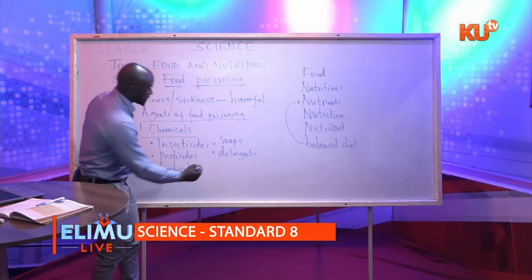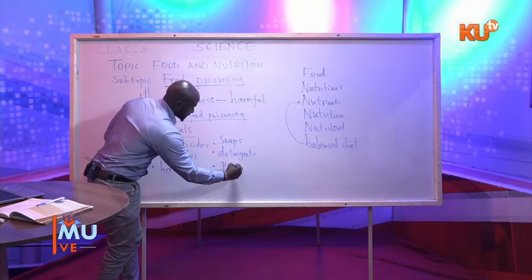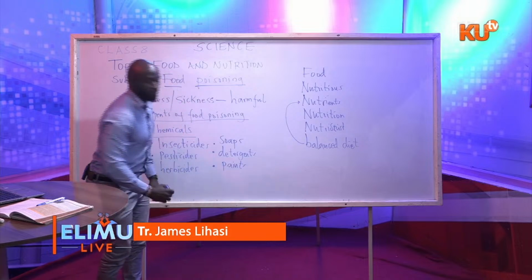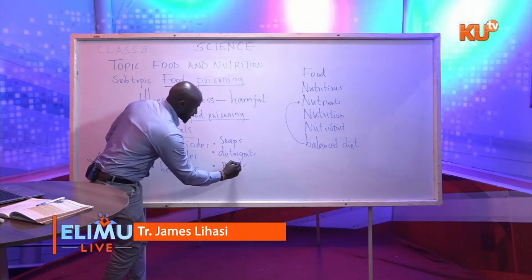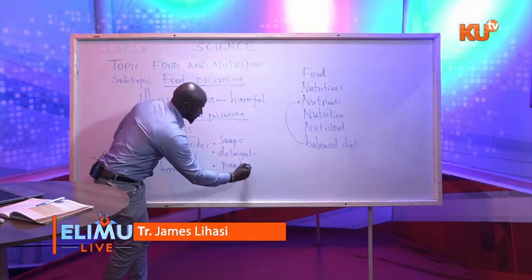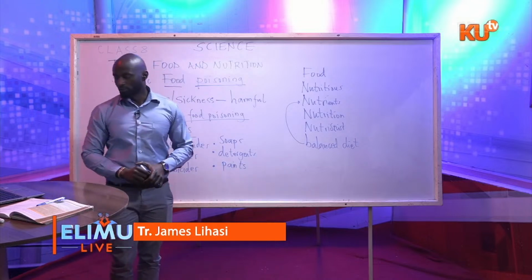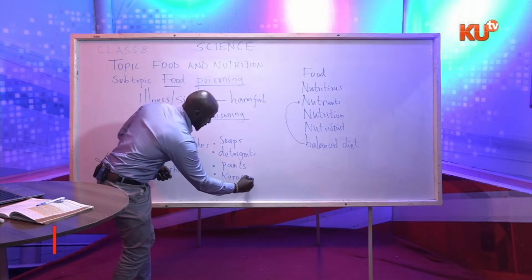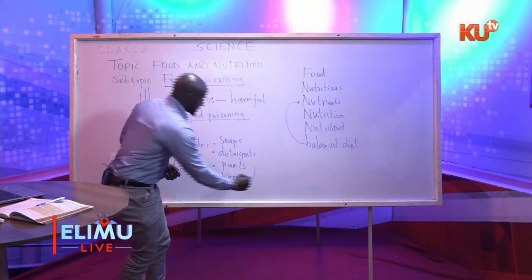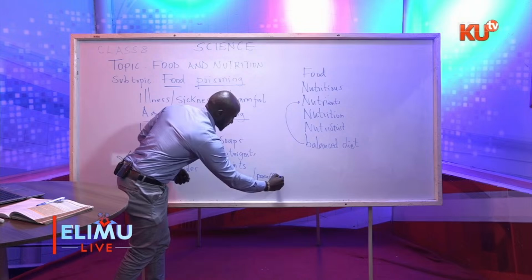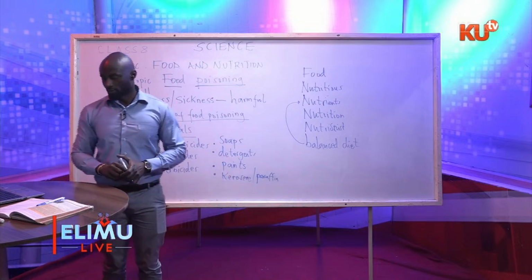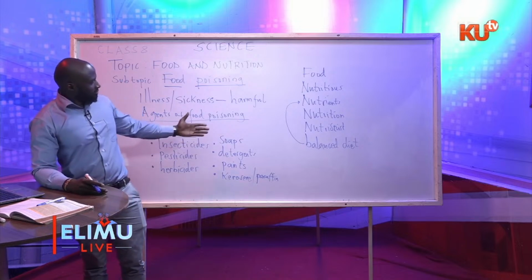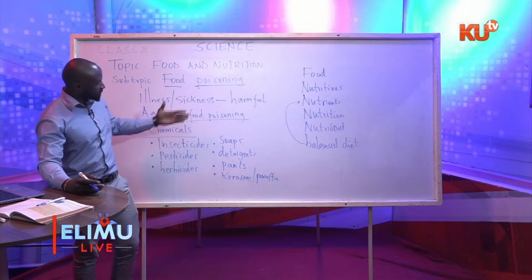On the same note, we have things like paints, also some of the chemicals found at home, and if they find their way into the food, then definitely we shall experience food poisoning. We also have kerosene. Some books will refer to it as paraffin. Basically, these are some of the chemicals found at home. Now, these, if you look at them, are artificial.